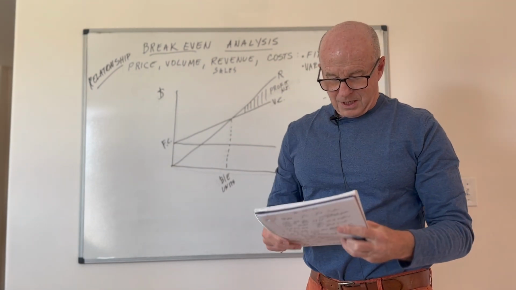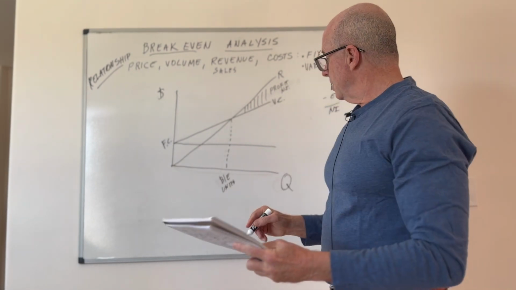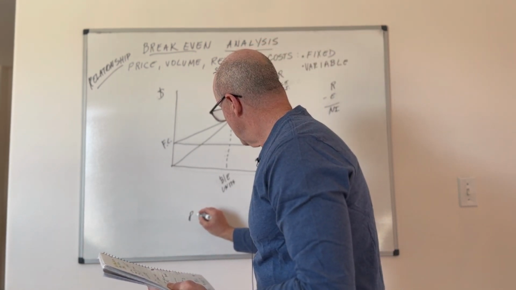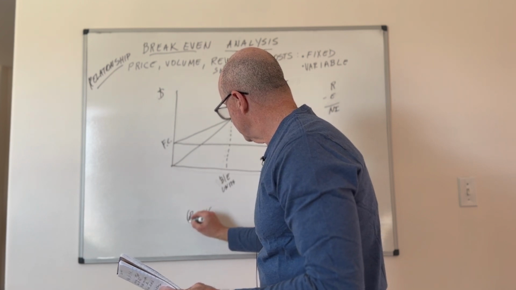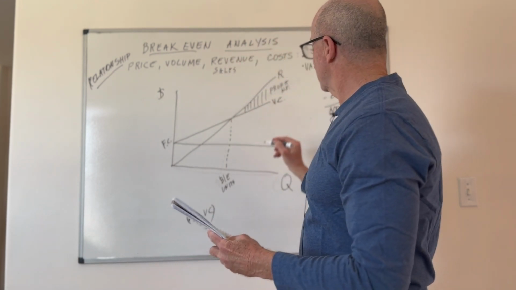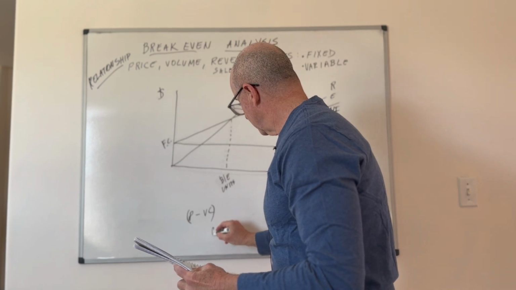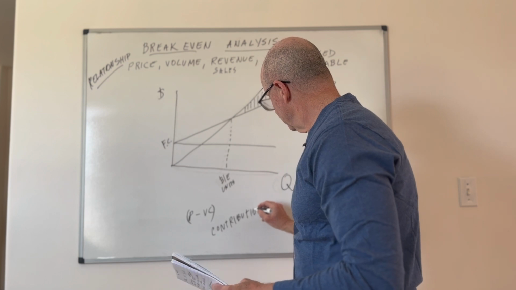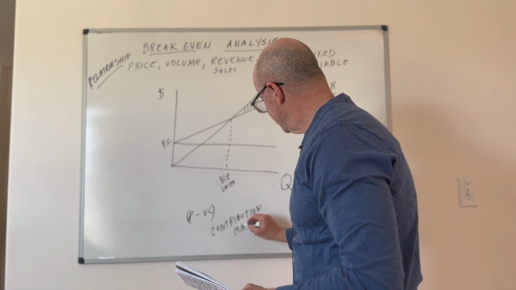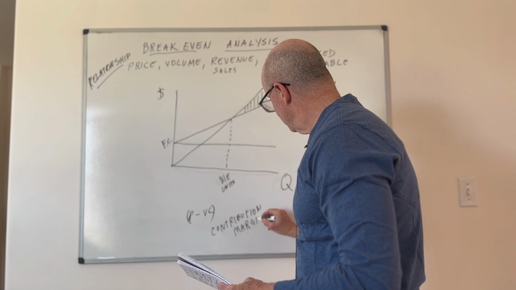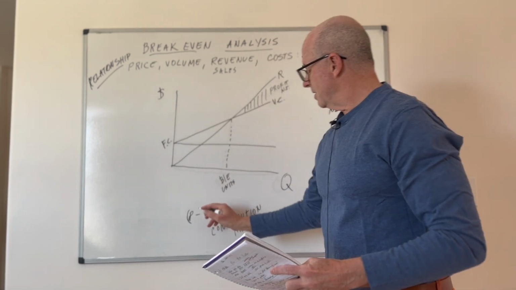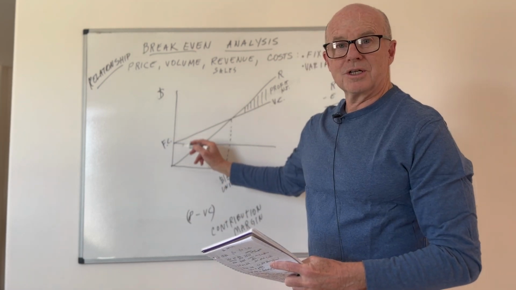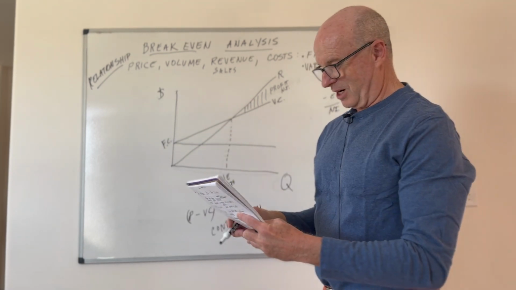So basically what we're looking at is the price, right? Our price minus our variable costs, right? That is called the contribution margin. We call that the contribution margin. That's how much we can contribute per unit to our costs, right? Take the variable costs away from the price, and then the rest can be contributed towards covering our fixed costs, right?